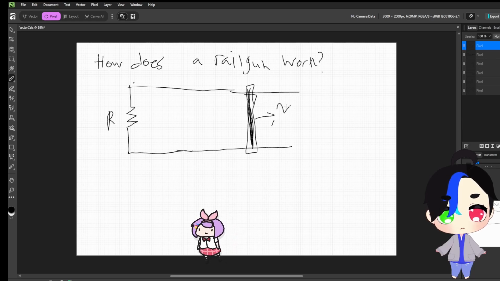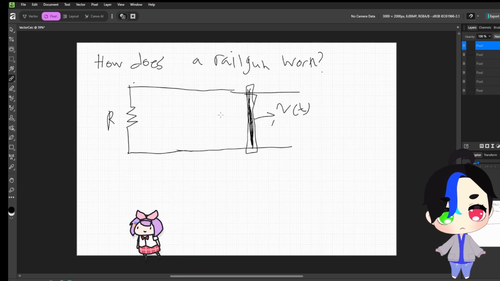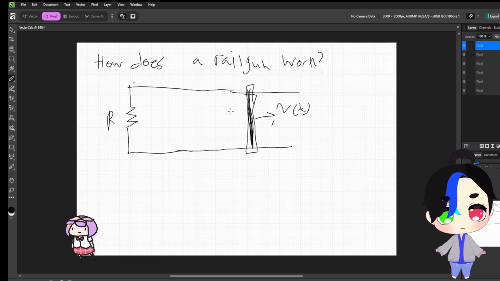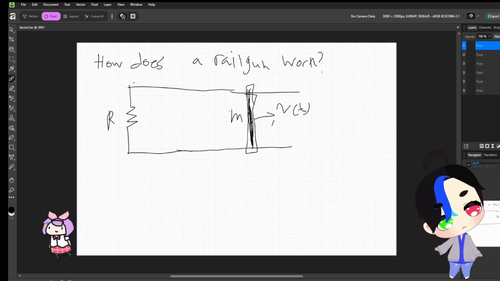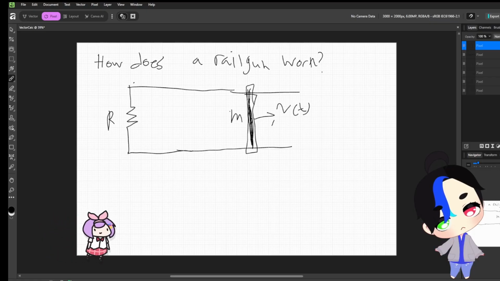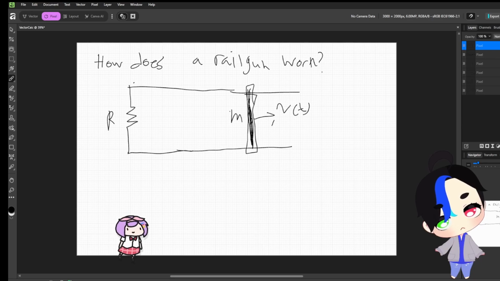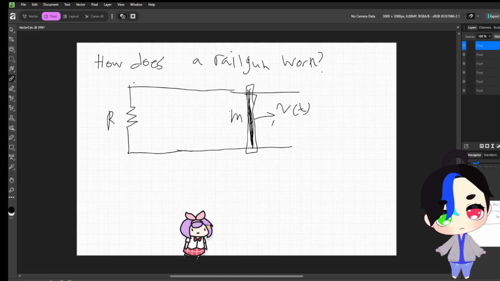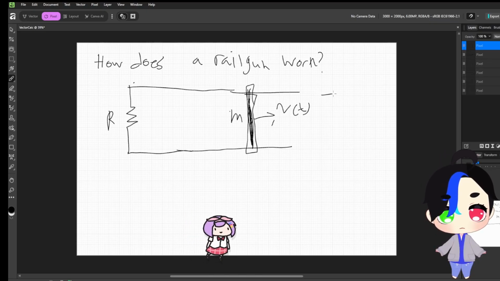This bar is moving with some velocity as a function of time. It also has a constant mass, m. There are some other things I need to define. The distance between the rails is L.